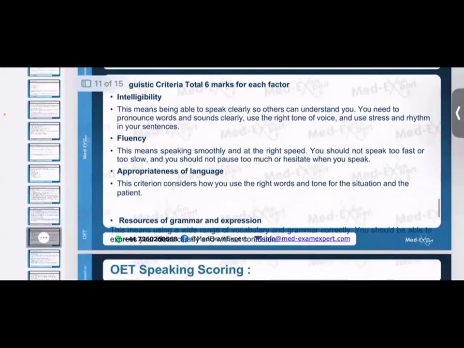So what does intelligibility mean? This means being able to speak clearly so others can understand you. You need to pronounce words and sounds clearly, use the right tone of voice, and use stress and rhythm in your sentences. Then there comes fluency.